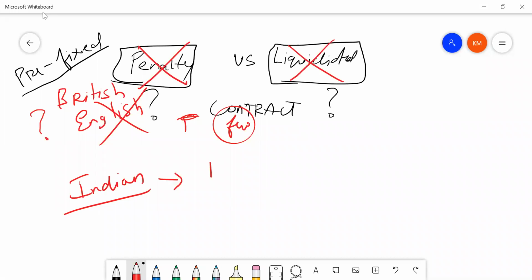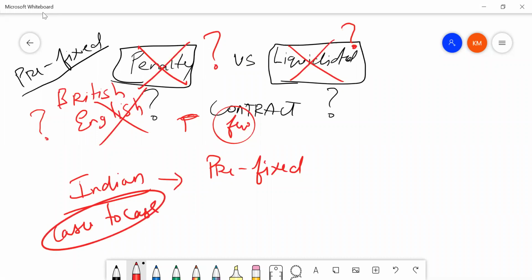They will just mention something called prefixed damages. To ascertain whether something is a penalty or liquidated damages, it is decided case to case. The court will decide based on the nature of the transaction and the amount mentioned, whether something is a penalty or liquidated damages, and they will give the award. A penalty may be mentioned in the contract just to make the person scared.